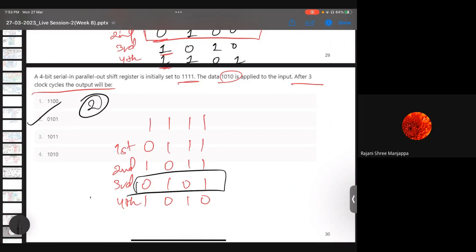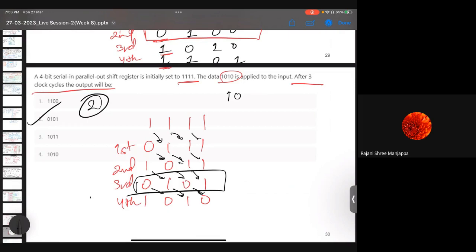Is it fine or do I need to repeat it? How I've done it? We have only 3 minutes left. Hello, am I audible? Yeah, you are audible. In this question, it's first initially set to 111. Then how again the next data bit is applied to the input? This is also initial state, 111 and 1010. Both are initial state to the register?